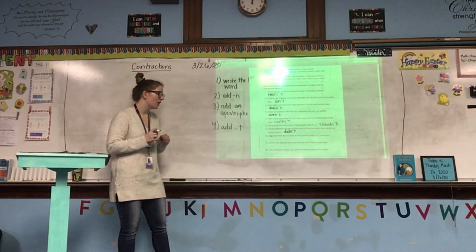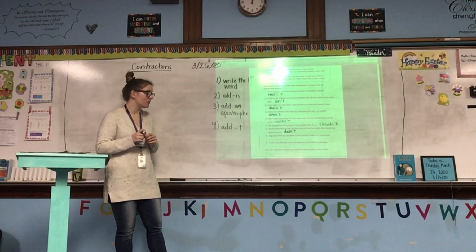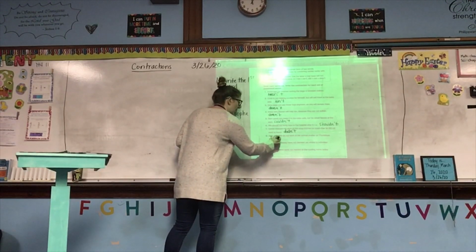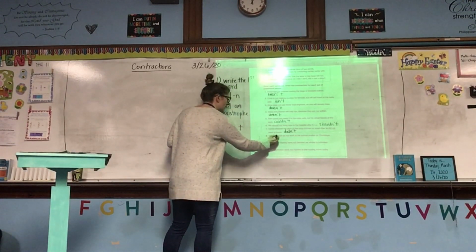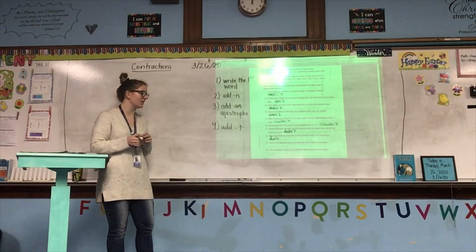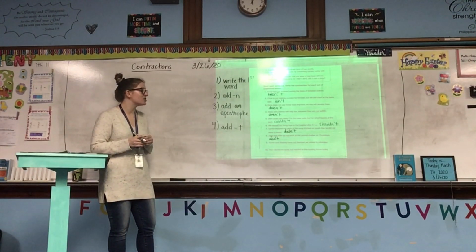I'm sorry. Number 8, Amy and Alex do not want to work at the animal shelter on Thursdays. So we have do not. So we write our first word do, add the N, then an apostrophe, and then a T. And now we have Amy and Alex don't want to work at the animal shelter on Thursdays.